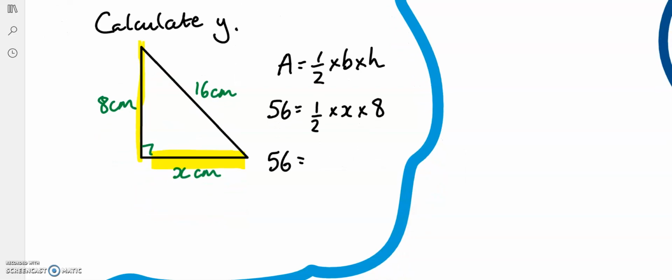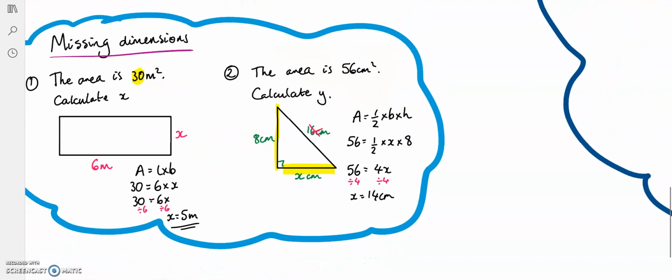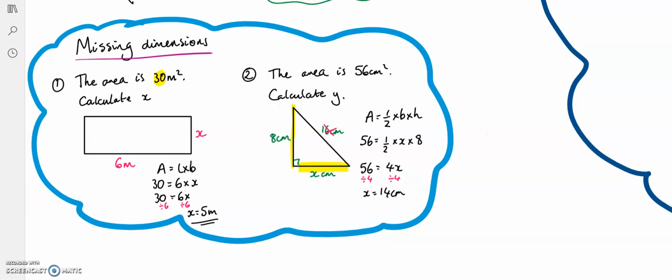Keep going with this. Half of 8 is 4, so that's going to become 4x. Dividing through by 4, that's going to lead to x equals 14 centimetres. Once again, it's important that you can identify information you don't need. We didn't need that 16. So there's some problems where we had to figure out a missing dimension.